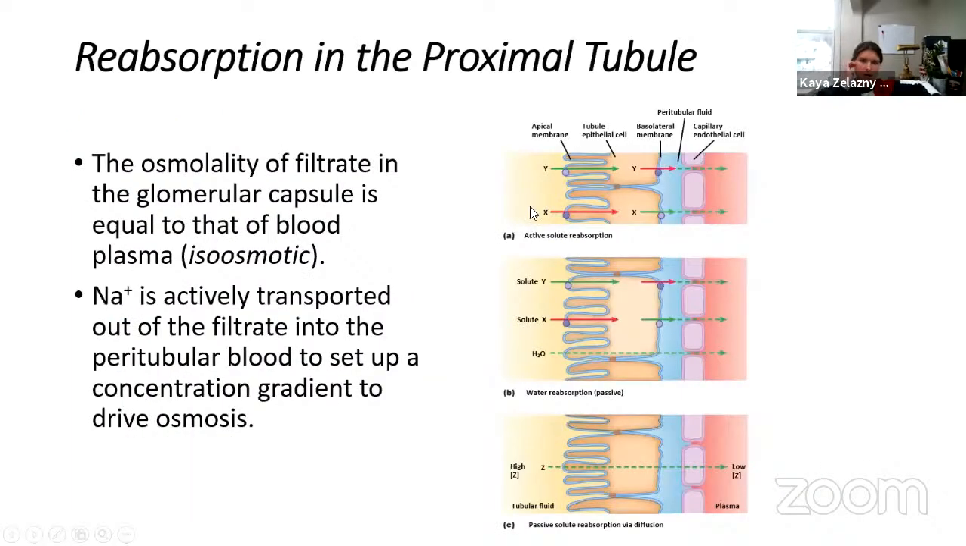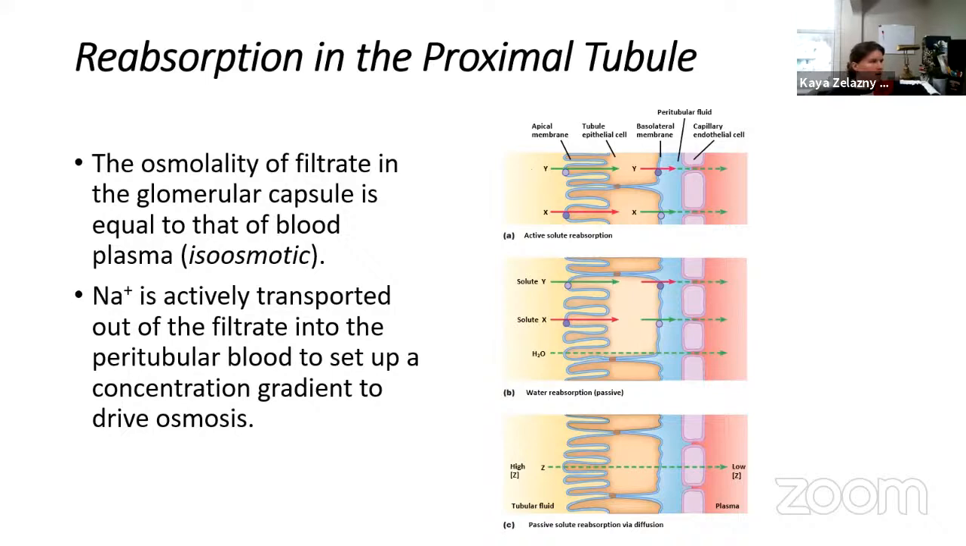So here's what's happening in our proximal tubule. Your book goes through these imaginary solutes, X, Y, and Z. And I'm frankly not sure why they did that without just telling you what they are. I think it's a little more helpful to know what molecules we're tracking here. So I just want to give you a key for this.